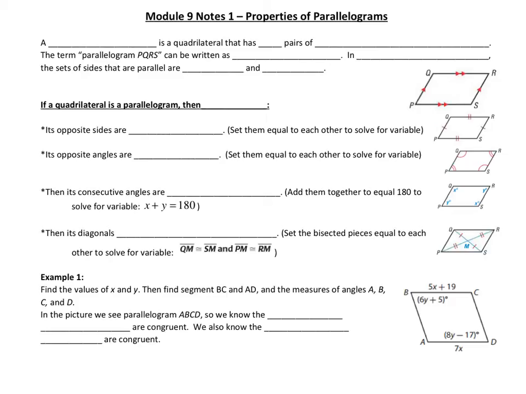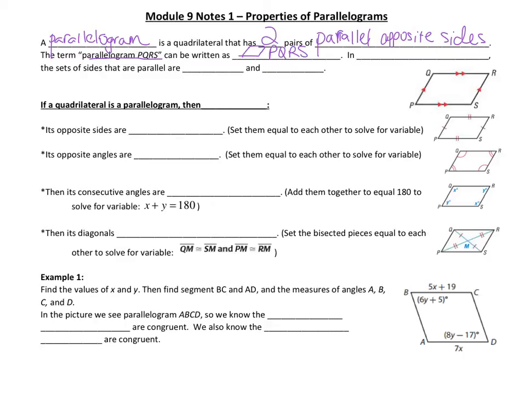So first off, a parallelogram has to be a quadrilateral, so it needs 4 sides. And the definition of a parallelogram means that it has to have 2 pairs of opposite sides that are parallel to each other. And this term parallelogram PQRS, with symbols, is written like this. So you're drawing basically a mini parallelogram.